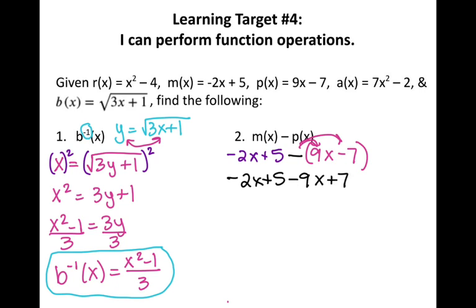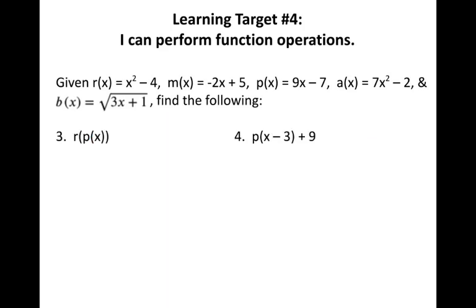And then from here, I can combine my like terms. So I have negative 11x plus 12. And that is my final answer. All right, let's do some more. Number 3. So number 3 is the composition.